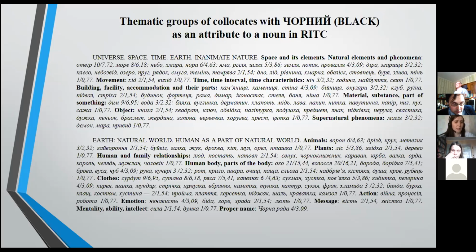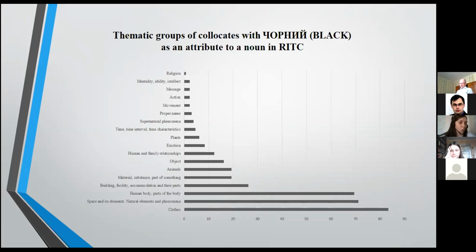The color nomination чорний is mostly an attribute of nouns in the model adjective plus noun. Collocation with color component чорний as attribute are extracted by tools of GRAC and presented with values of absolute and relative frequency. To analyze this collocation in Roman Ivanychuk text corpus, such thematic groups are revealed. Obtained data are presented in the figure. The analysis of the thematic groups demonstrates that this color nomination is mostly combined with the notion of clothes, space, natural elements and phenomena, and human body, parts of the body.